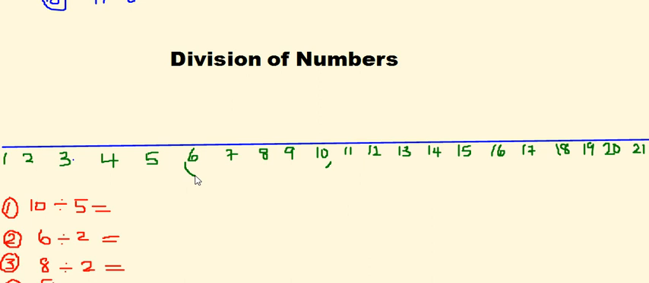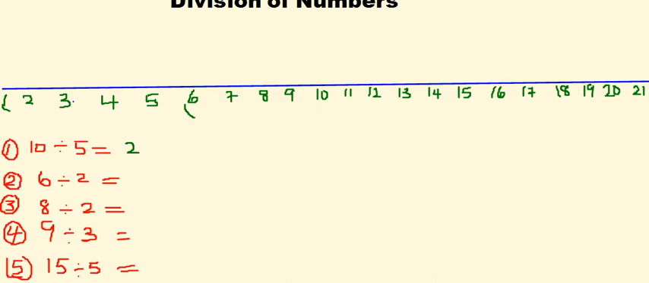This is the first 5: 1, 2, 3, 4, 5. This is another 5, making 2. How many 5s do we have? We have a 5 in two places: 1, 2. So 10 divided by 5 equals 2.